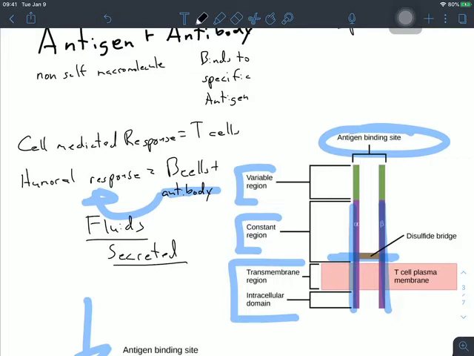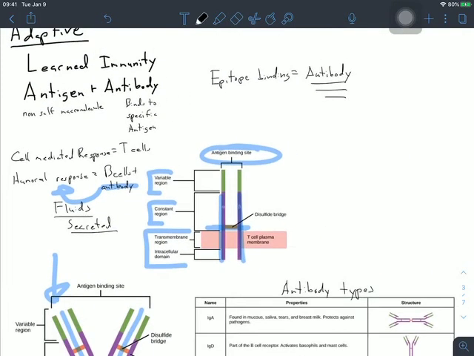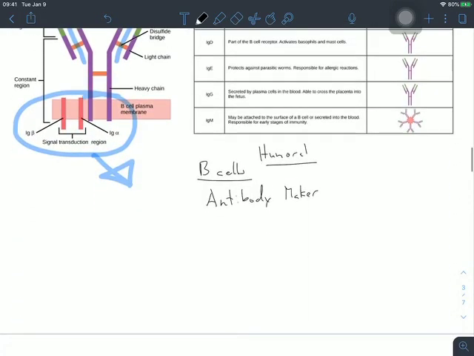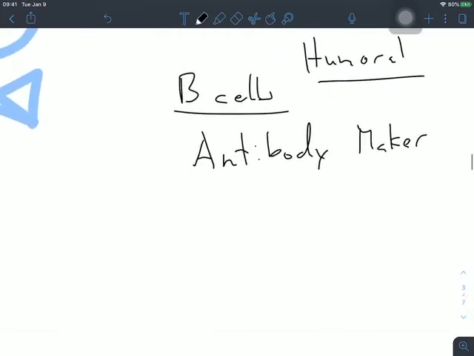Antibodies are not present in the cell-mediated response because instead T cells are doing that work. So it's actually cells identifying things, whereas antibodies are just floating around and identifying stuff to be destroyed. Your B cells are not only the antibody makers, but they're also the antigen presenting cells.